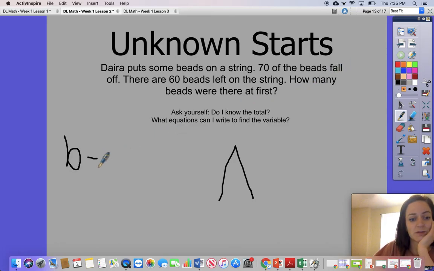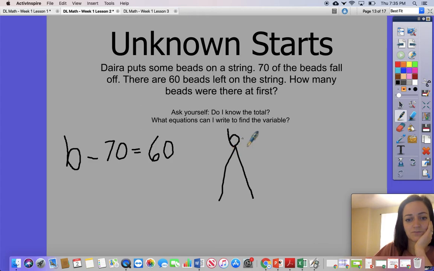I'm subtracting, right? Because they fell off. I got rid of them. And I ended up with 60 beads. Now let's ask ourselves, do I know the total in this problem? No, right? I don't know the total amount of beads that she started with. I know that I lost 70 and had 60 left over.